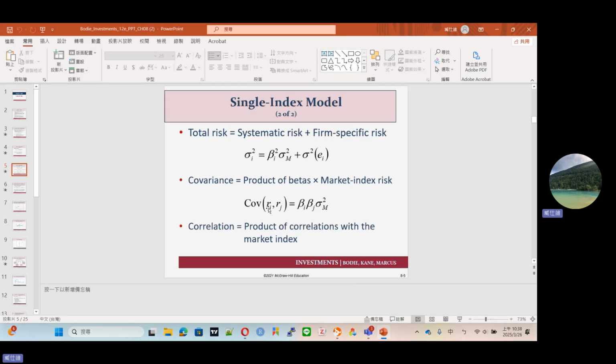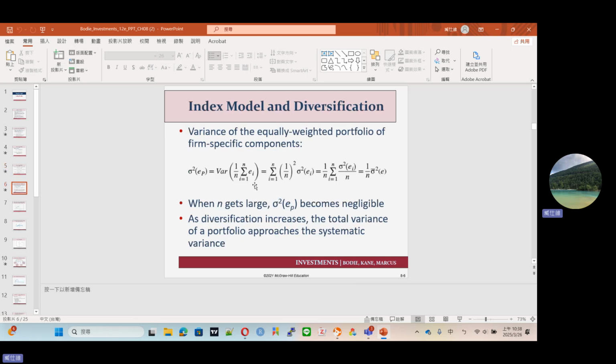But anyway, we can calculate the covariance. Then of course we can also calculate the correlation. So this is for 2 assets. But what if we have more than 2 assets? Suppose we have 5 assets, 10 assets, 20 assets, or even more than 50 assets. Then this can help us in the following.